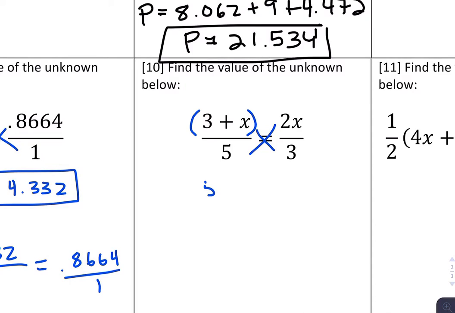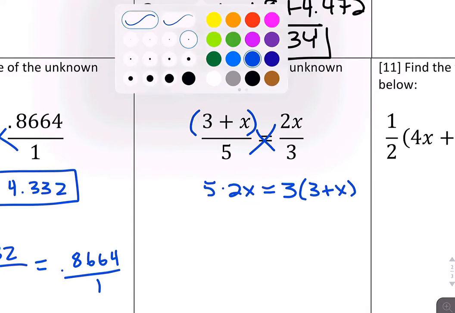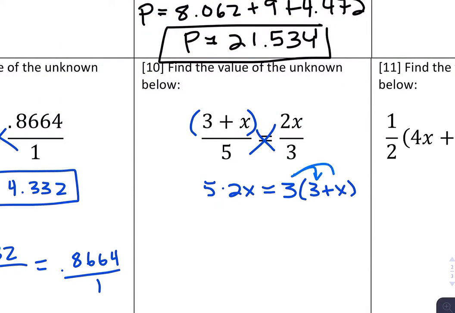So one way will give us 5 times 2x. The other would be 3 times 3 plus x, which means we have to be a little more clever algebraically. Here it looks like we're going to have to distribute. And so on the right-hand side, we'll have 9 plus 3x. On the left, 5 times 2 will give us 10, and the x will carry.